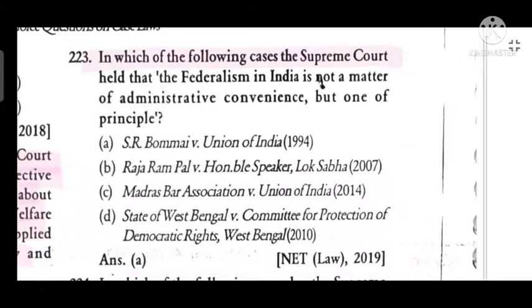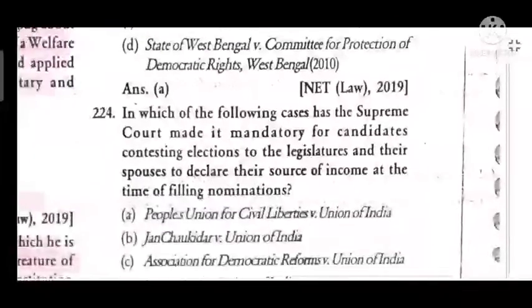In which one of the following cases did the Supreme Court hold that federalism in India is not a matter of administrative convenience but one of principle? S.R. Bommai versus Union of India, 1994.